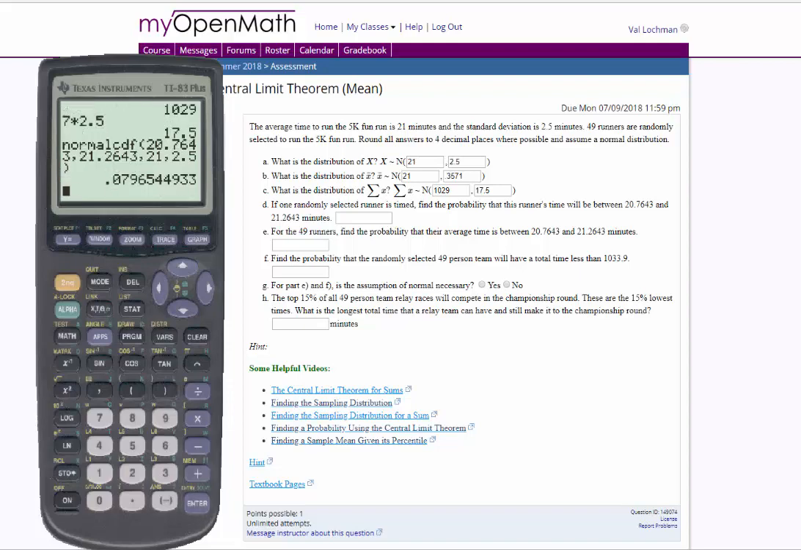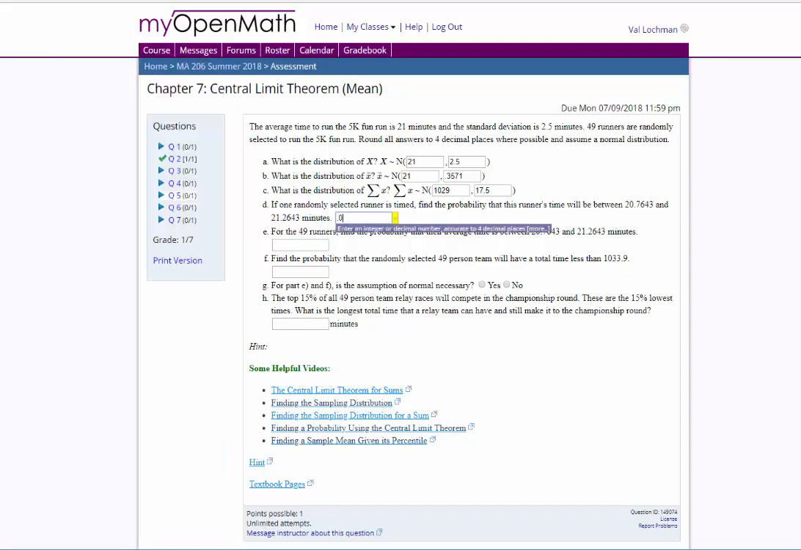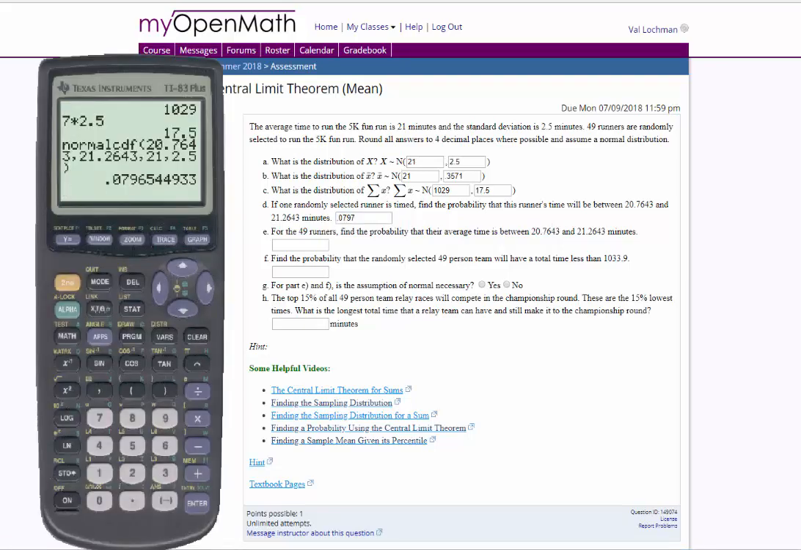All right, so I got 0.0797, right? 0.0797. Okay, good.